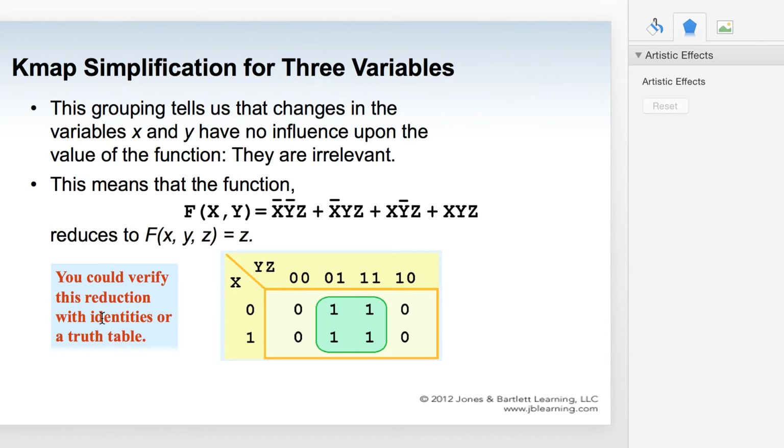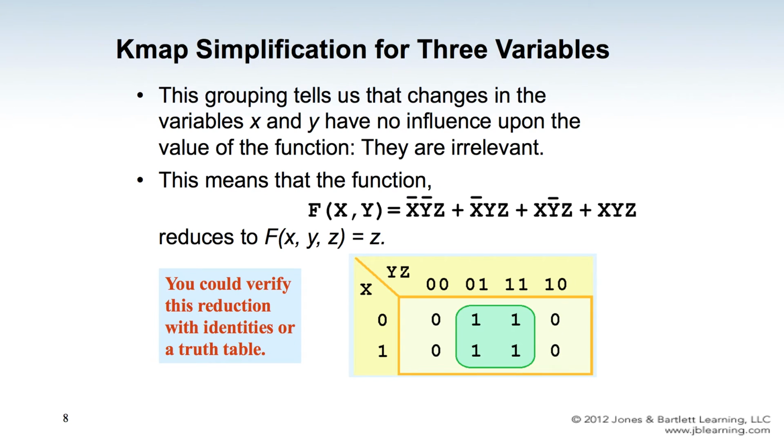So to verify this reduction, we can use the truth table to see that the two Boolean functions, this function and this function, are equivalent. Using the truth table, you can see that actually they are equivalent, or the same. Okay.